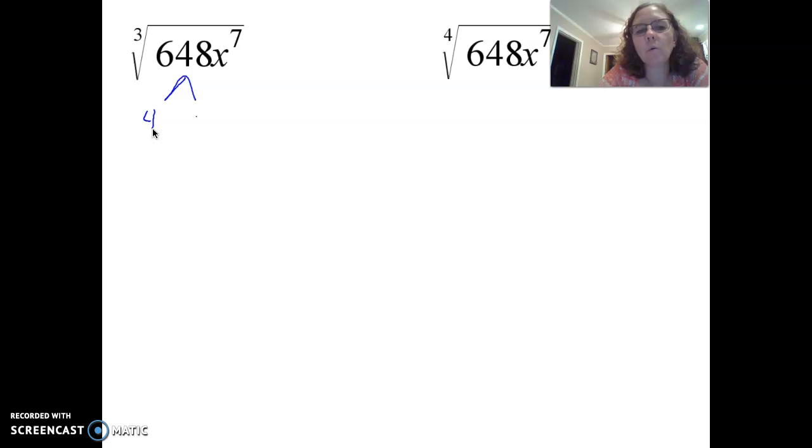4 goes into 6 one time, 2 left over. 4 goes into 24 6 times. 4 goes into 8 2 times. All right, well, 4 is not prime, so let's factor that again. 162 is not prime. Let's factor that one. I can see it's even, so let's do 2. 2 goes into 16 8 times. 2 goes into 2 1 time. All right, 81 is not prime. Let's factor that one. And 9 is not prime, so let's factor those.